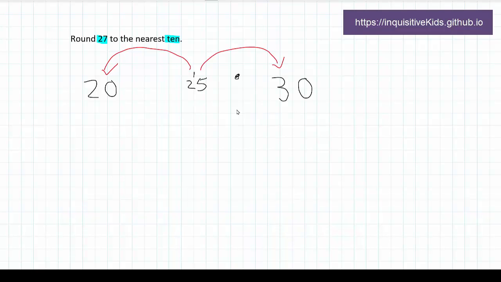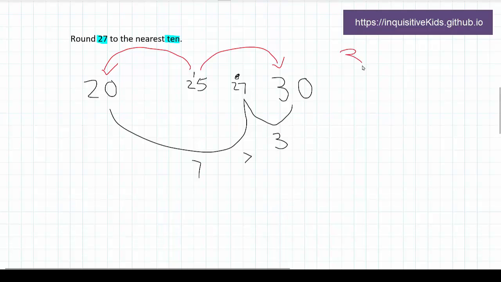But before we're sure with the answer, let's check. What is the distance between 20 and 27? 20 and 27 have a difference of 7. What is the difference between 30 and 27? The difference between these two numbers is 3. 7 is larger than 3. This proves that 27 is closer to 30. 27 rounded to the nearest 10 is 30.